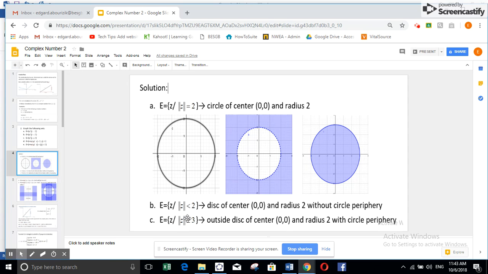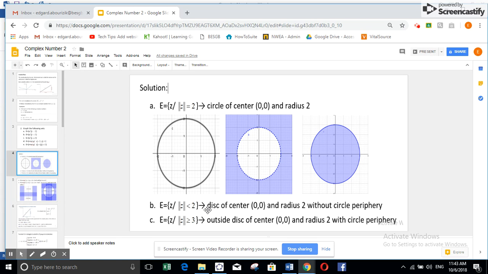However, in part B, I want the norm of z less than 2. First of all, the norm of z equal to 2 is the circle whose center is the origin and radius is 4. Because I have less than only, not less than or equal, the boundary of the circle is dotted, so the boundary is not included. What part do I want? I want less than 2, which means inside the disk of that circle. So I shade the inside, and get rid of the outside.